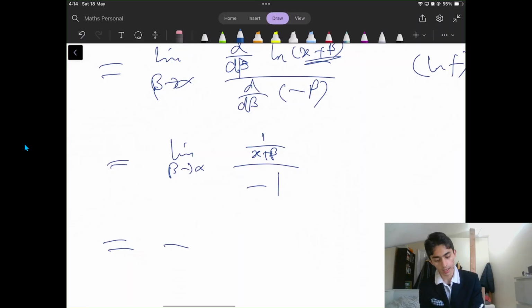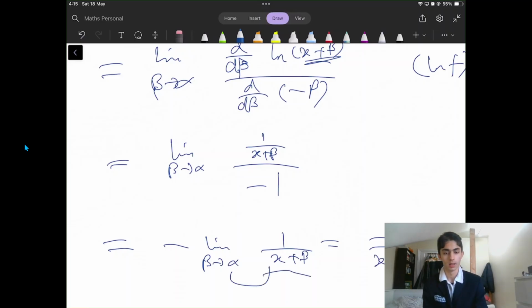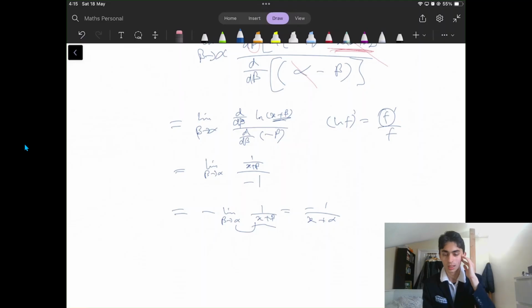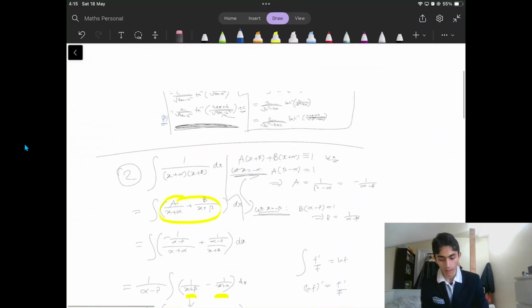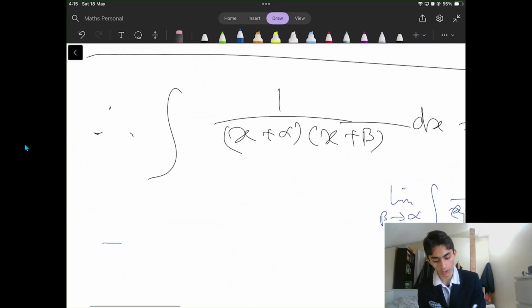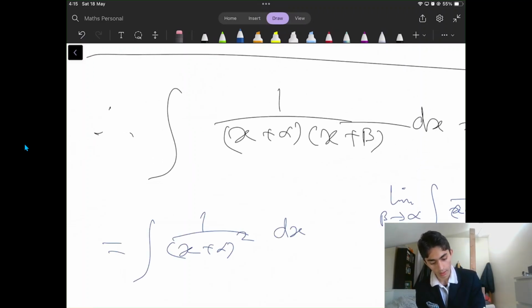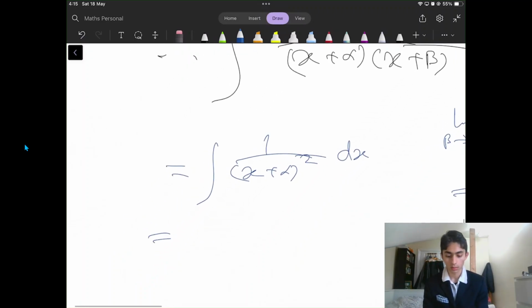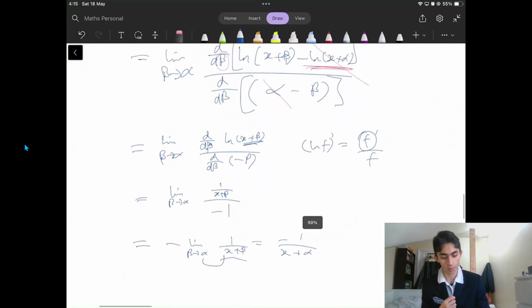So therefore we have negative limit as beta approaches alpha of 1 over x plus beta, which is simply equal to negative 1 over x plus alpha. We can just plug in beta equals alpha into there and we get the answer, right? And fun fact, if you started off with this integral and just let beta equal alpha on its own, like this, 1 over x plus alpha squared, you would get negative 1 over x plus alpha directly. However, we just did it using the limit of a logarithm, right?